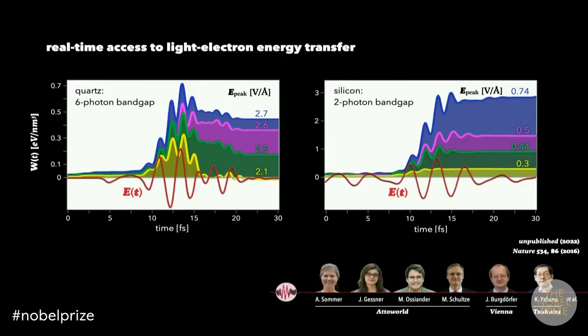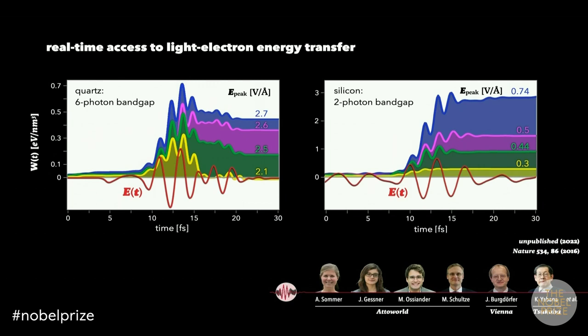For the highest field strength, the energy transfer appears to be completely irreversible. So basically the transferred energy just stays there after the laser pulse is over. But for reduced field strength, what we see is that actually the field can completely reverse this energy transfer. This is the yellow curve, at least for the 6-photon band gap.